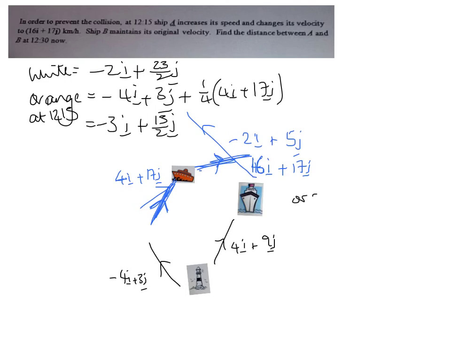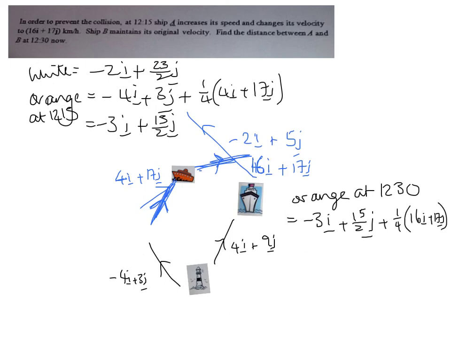So orange at 12:30, this is another 15 minutes later, is the original position, which is position at 12:15, plus t, which is quarter of an hour, lots of his new velocity vector, 16i plus 17j, which comes out to be, well, I make it i plus 47 over 4j, which doesn't look very pretty, but that's what I got. Maybe I made a mistake that you can tell me about. So that's where he is. Now what we need to do is the distance between the two, and that's something a bit more tricky to think about. So I'll just clear the board and have a look what's going on.